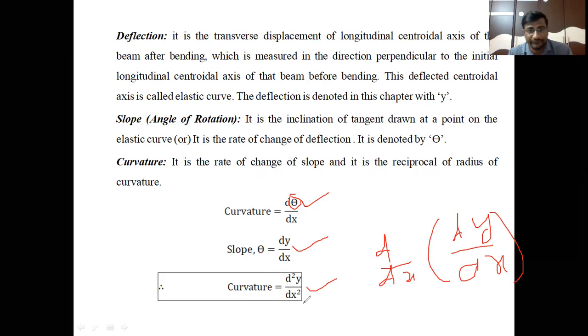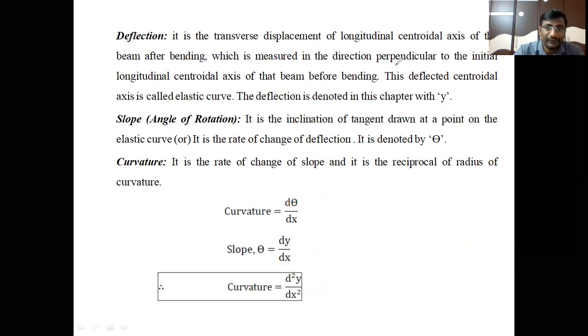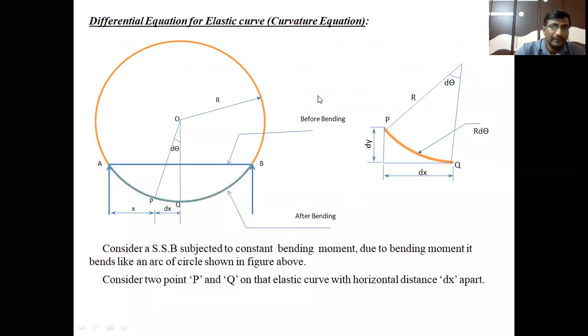Second differentiation of deflection with respect to the length of the beam is called the curvature. D square y by dx square is called the curvature, the curvature of that curve after bending of the beam. Clear, students?